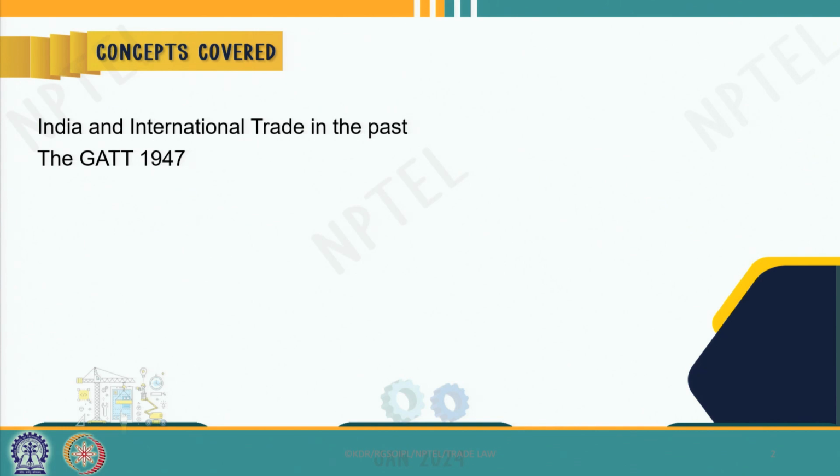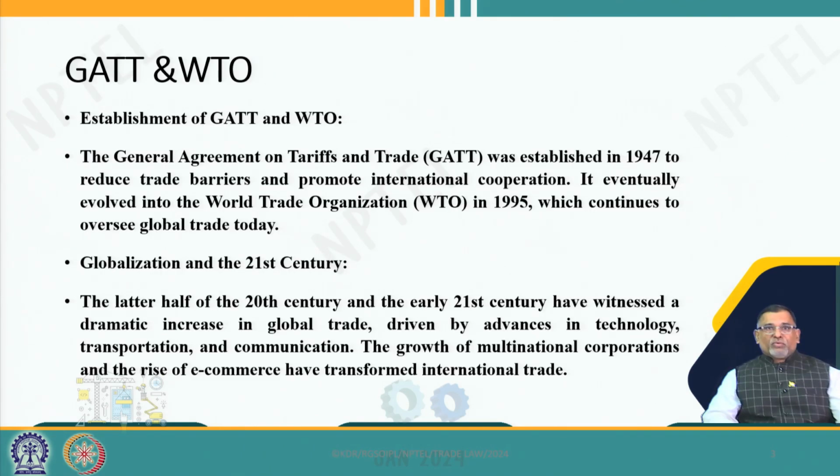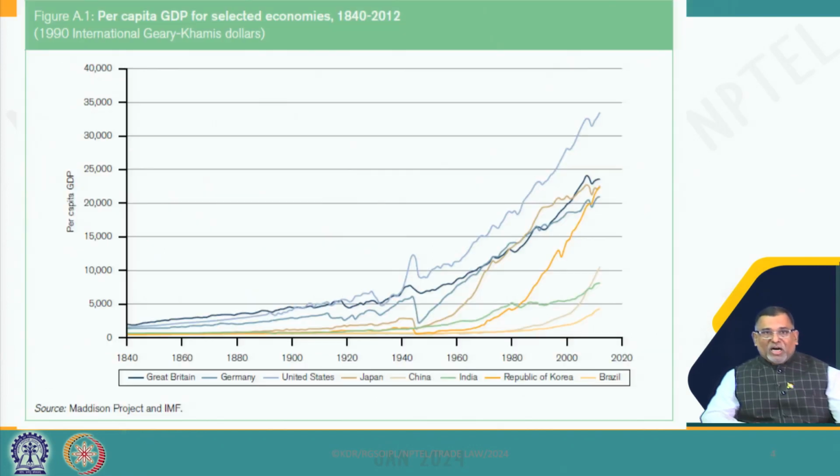So, as we have already said, we are going to cover Indian and international trade and also the GATT 1947 in this particular lecture. We already said that GATT was formed in the Bretton Woods institutions, which we talked about in the last class. We will first look at Indian and world trade statistics a little bit, and then we will be back to the GATT.